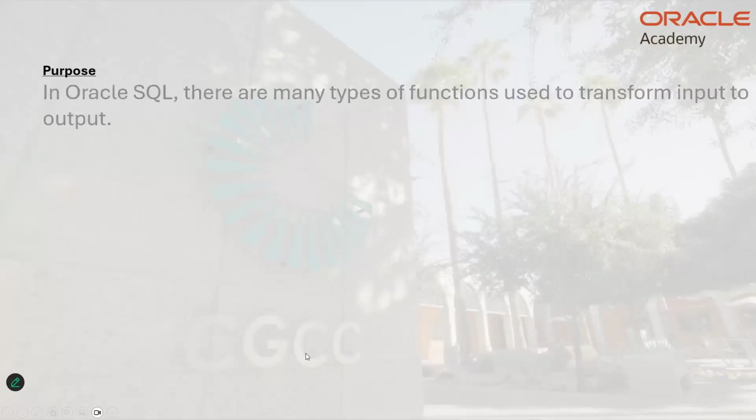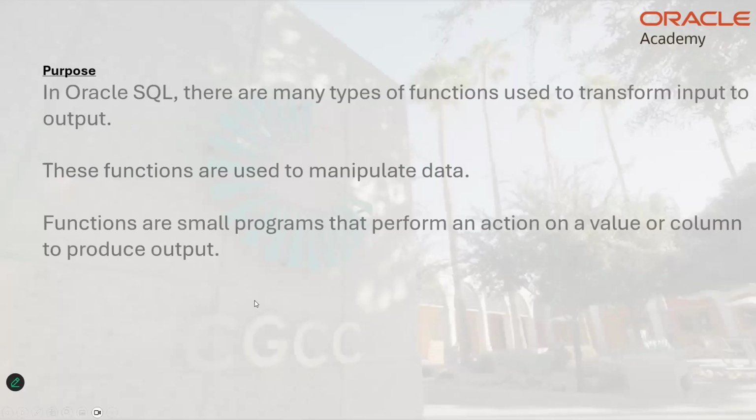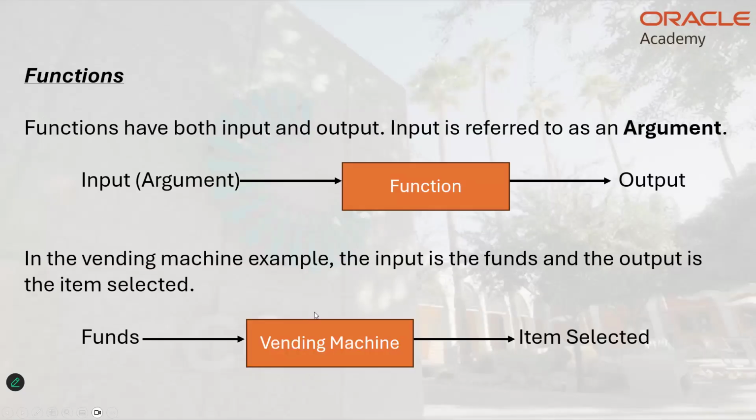All right. So in Oracle, there are many, many functions. You're going to learn all about the functions, what they do, how they can help, and how you can create more efficient SQL queries. Functions are used to manipulate data, and a function is essentially defined as a small program that performs a specific action on a value or a column, or just something that you want it to produce as output.